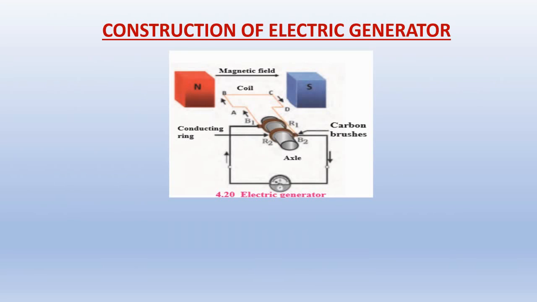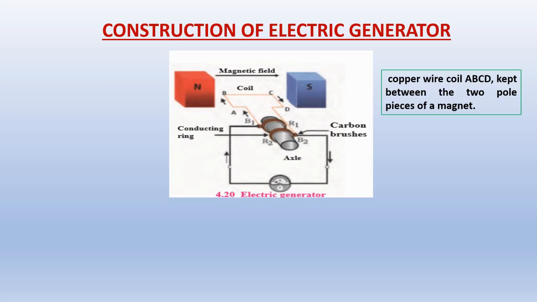Construction of an electric generator. The diagram of the electric generator is somewhat the same as an electric motor. We can see a coil ABCD connected to the carbon brushes, and there is a ring. Also there is a galvanometer, and there are two magnetic poles, that is the north pole and the south pole.